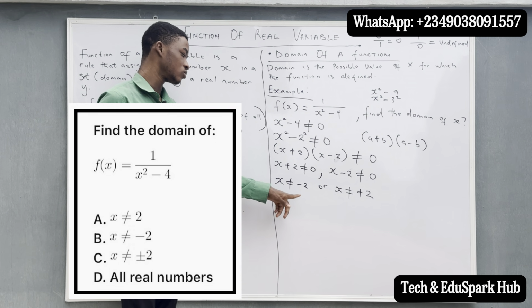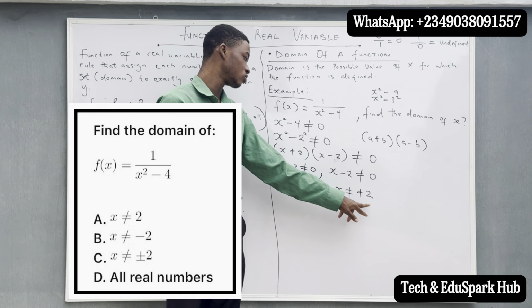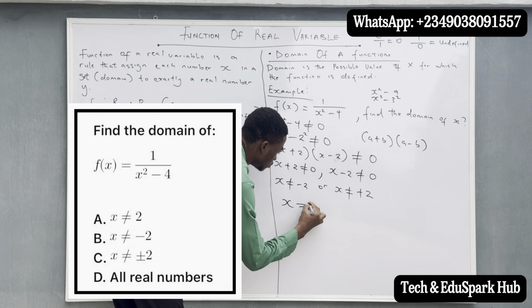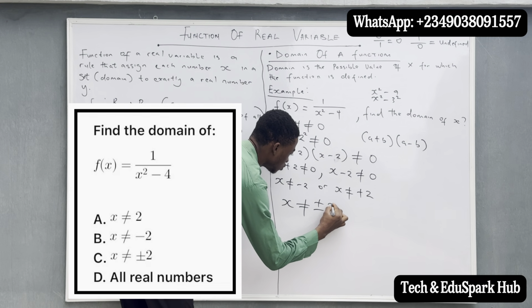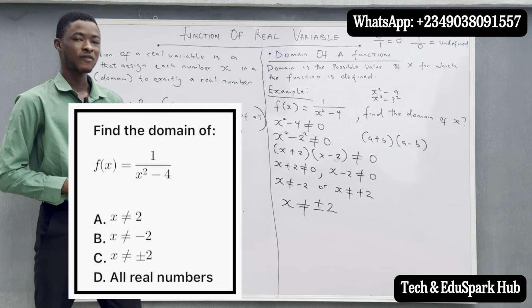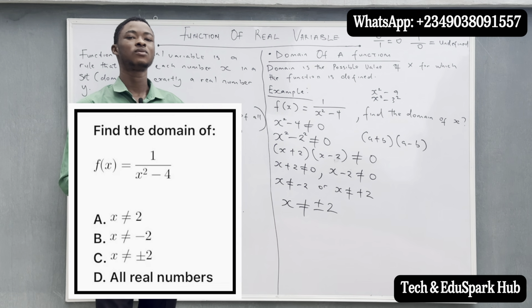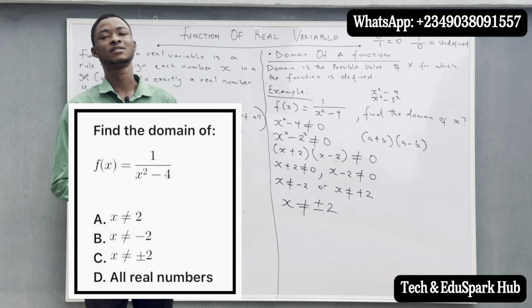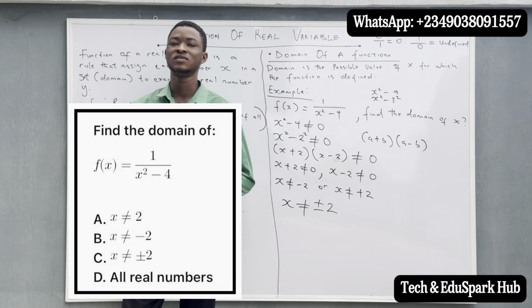So x must not be equal to minus 2, and x must not be equal to plus 2. So we can now say x must not be equal to plus or minus 2. This is our final answer to a question of this type. You can see x must not be equal to minus 2 in the options, and that is the final answer to a question of this type.